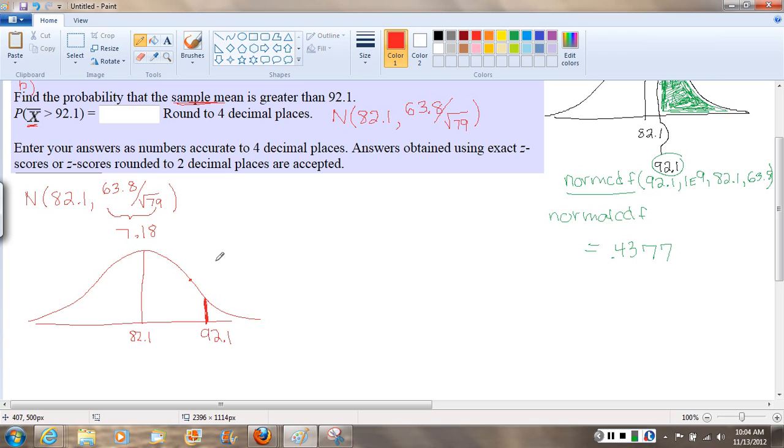So notice that even though the shape of the picture is the same in both cases, the scale of the picture has changed. Really, if this was my first normal curve with the standard deviation 63.8, when the standard deviation decreases, my normal curve is getting taller and skinnier. Should still be symmetric, but taller and skinnier, so that when we were at 92.1 before, we might have been there. Now we're out in the tail here if we say that was 92.1.